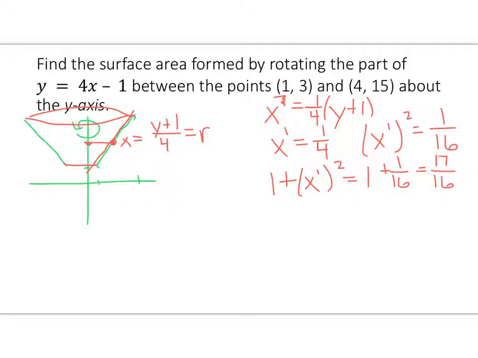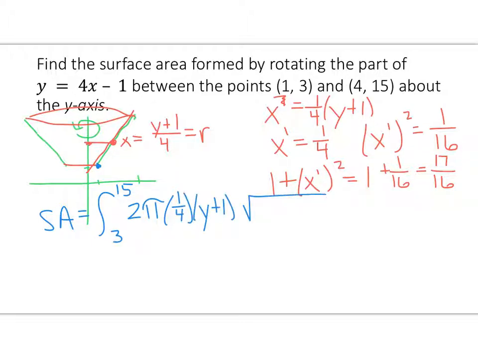So now I'm ready to go into my surface area formula. So surface area is equal to the integral. I'm doing this in terms of y, so my y value here is 3, going up to a y value of 15. 2 pi, my radius here is 1/4 y plus 1, times the square root of the 17/16, and then dy.